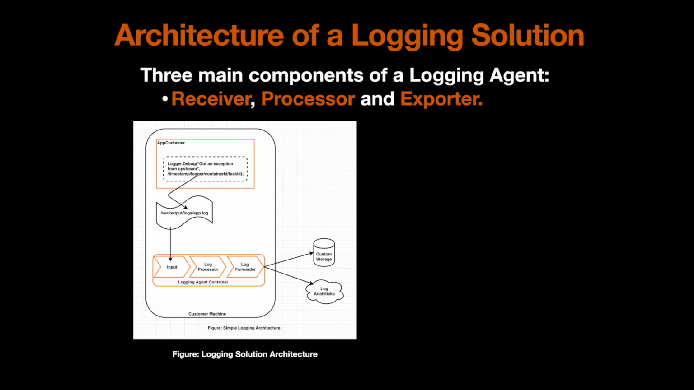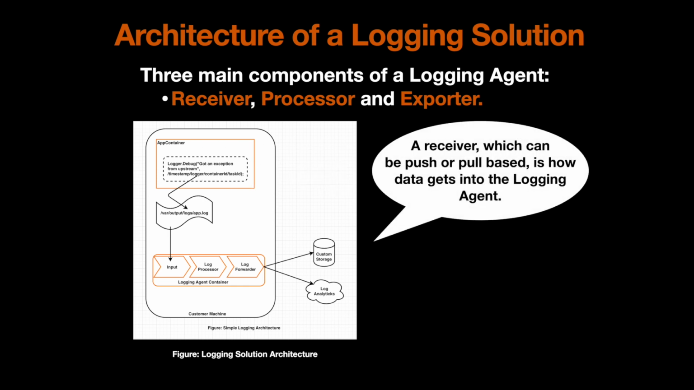We have an application container which is running on a customer's machine, and we have some sort of logger configured which is generating some logs and storing them in the var output log / app.log file. Then we have a logging agent application container. It has a couple of components: an input, a log processor, and a log forwarder. Inputs are basically the receivers.